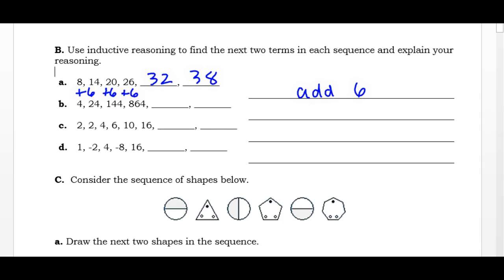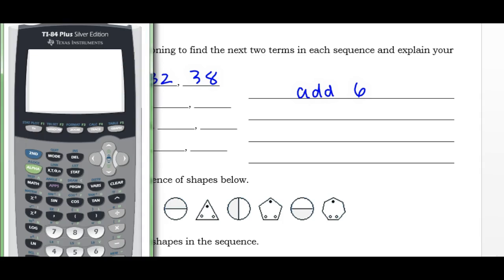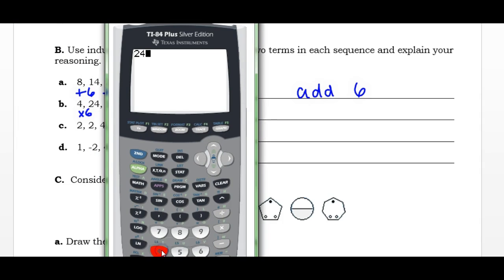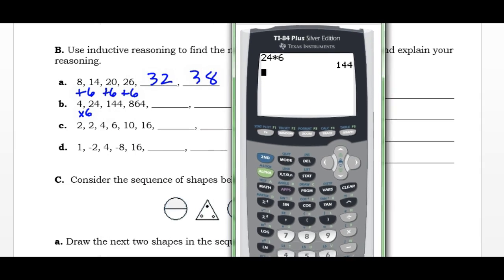The next example doesn't look like it's going up by an even amount. That's going up by 20 and then 120. That's kind of going up by a lot. So maybe it's not adding, maybe it's multiplying. I know 4 times 6 is 24. I don't know 24 times 6, but my handy dandy calculator does. 24 times 6, and that is the next number.